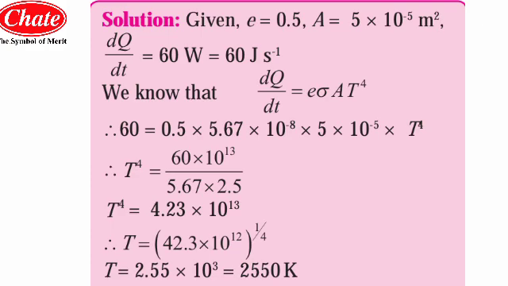Now 1 by 4 will be multiplied to this 12, so the remaining power will be, 4 3s are 12, so 10 raised to 3 power only remains. So it will be easy to obtain the value of absolute temperature now. That is T is equal to 2.55 into 10 to the power of 3, which will be equal to 2550 Kelvin. So it will be the value in Kelvin.